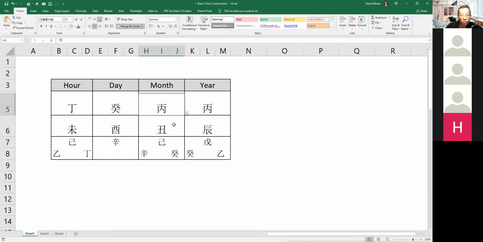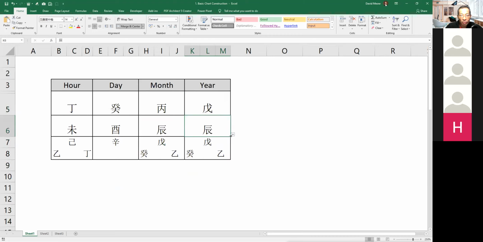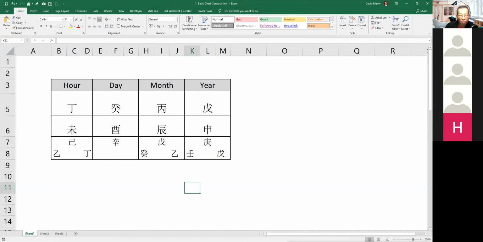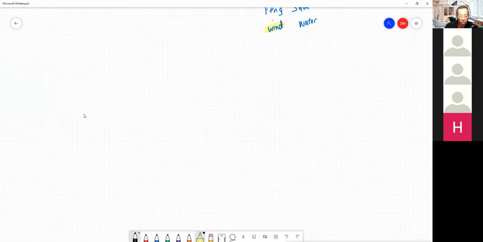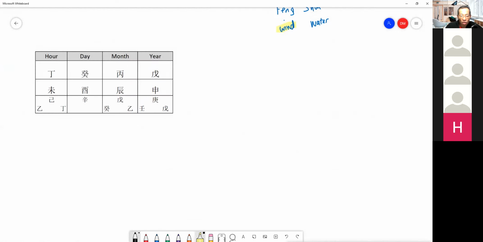If, for example, I put the fire dragon here, then this will be considered a very favorable chart. So when you see a Kueh water person, a good Kueh water person will be one where there is a dragon. So you would like to see a dragon, that would be fantastic.